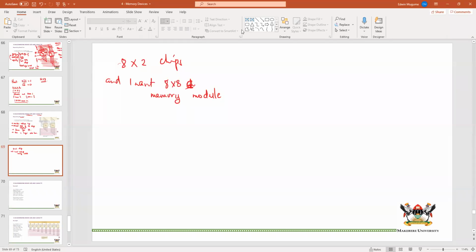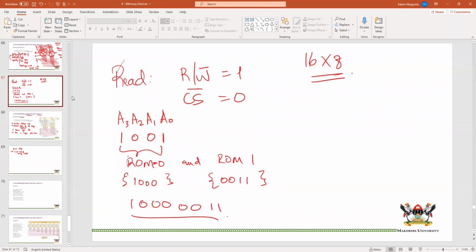Please repeat how you made the data bus bigger. I don't think I can repeat it exactly, but we had 16 by 4 chips. If I'm working with a 16 by 4 chip, my data bus can be 4 bits, so 4 lines. Now, if I've created a 16 by 8, I need 8 lines because each output must have its own line.